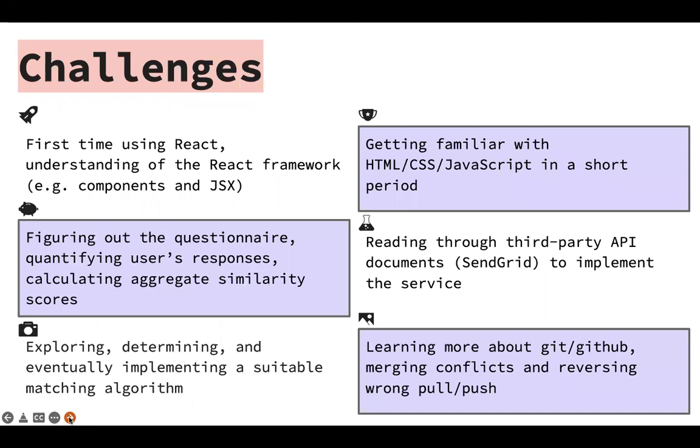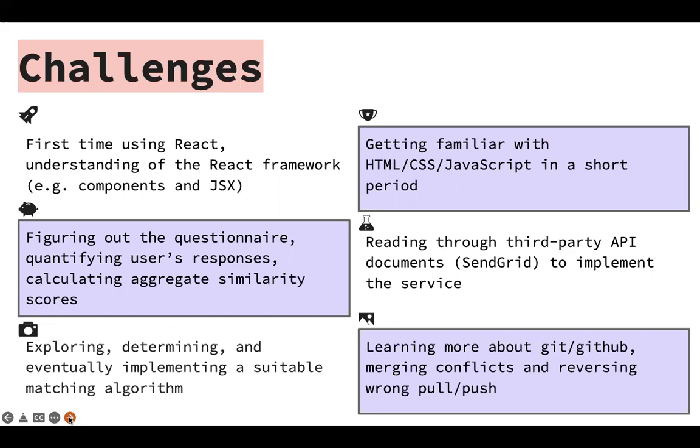There were a number of different challenges that we faced during the hackathon. For some of us, it was their first time using React and working with JavaScript, HTML, and CSS, so we had to pick that up in a short amount of time. We also had to figure out the questionnaires, how to quantify responses, and how to aggregate their scores. One of the main challenges was not only determining which algorithm we wanted to use, but actually implementing it.